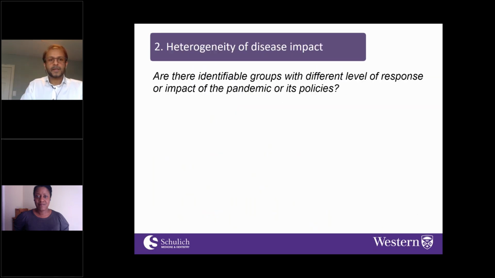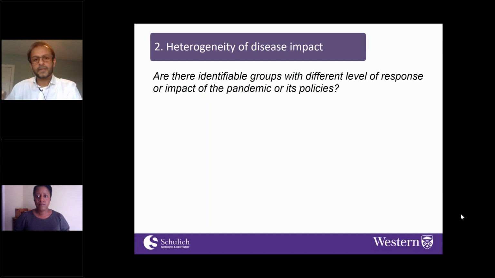The second aspect is heterogeneity of disease impact, which is related to the first part that we just discussed. But there is an important difference here. The motivation for the first aspect was primarily to improve model accuracy and precision. Here, the idea is that we want to find out if there are any identifiable groups that have different levels of risk, or impact of the pandemic or its policies.